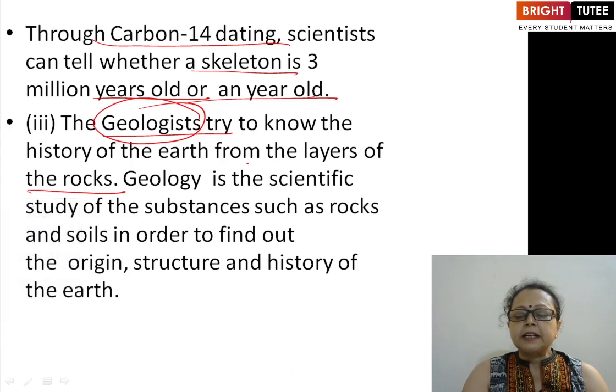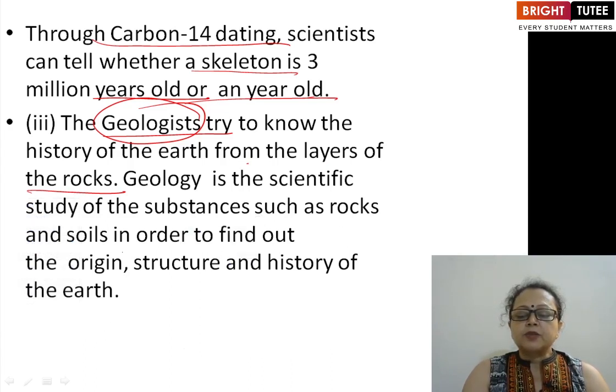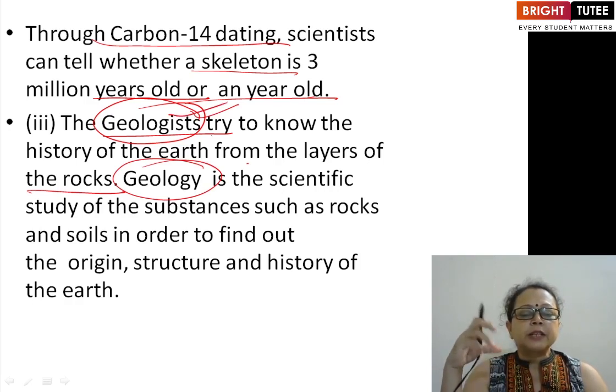Geology is the scientific study of substances such as rocks and soils in order to find out the origin, structure and history of the earth. This is the work done in geology as a subject, and the geologists try to find out the facts by studying the layers of the earth, the layers of the rocks.